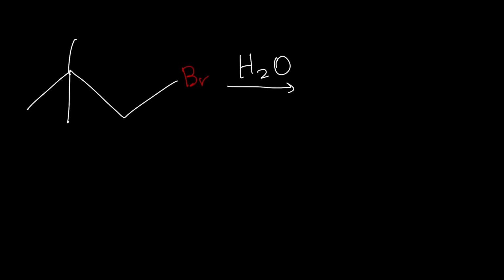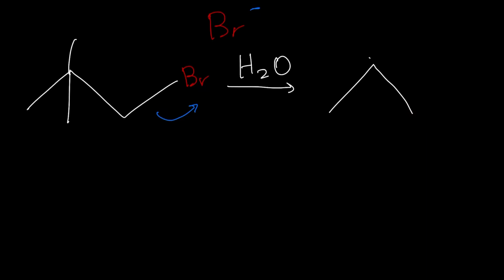Now, let's say we have a situation where we react this with water. If we do that, when the bromine leaves and becomes a bromide ion, we're going to have a primary carbocation on the carbon where the bromine left from.